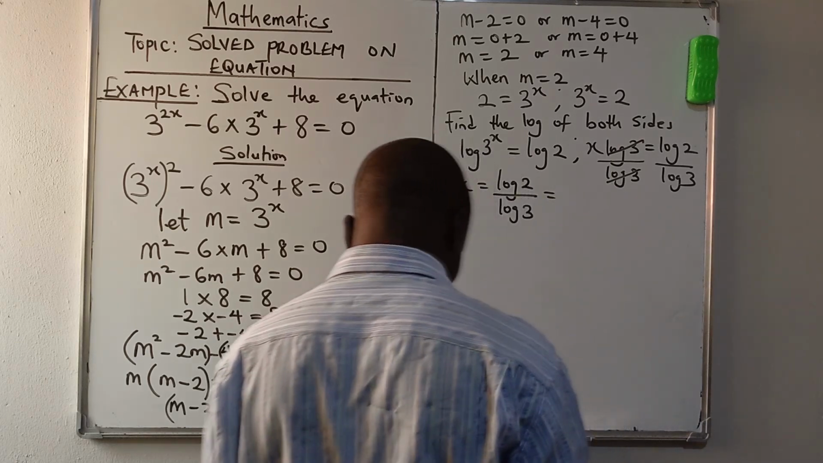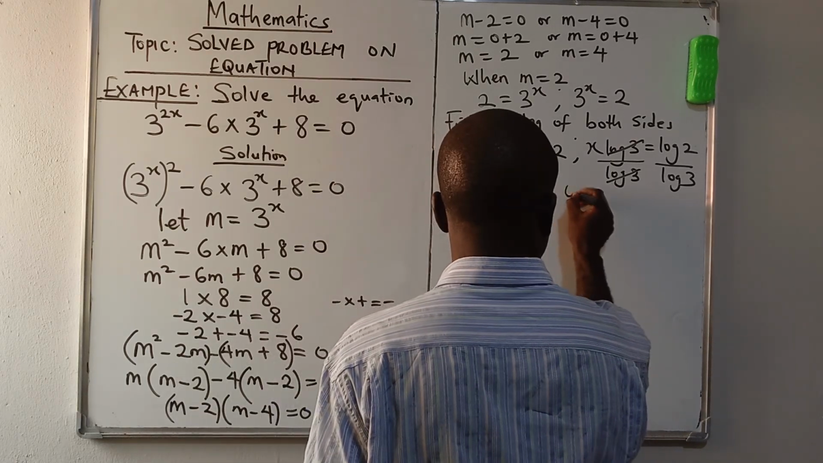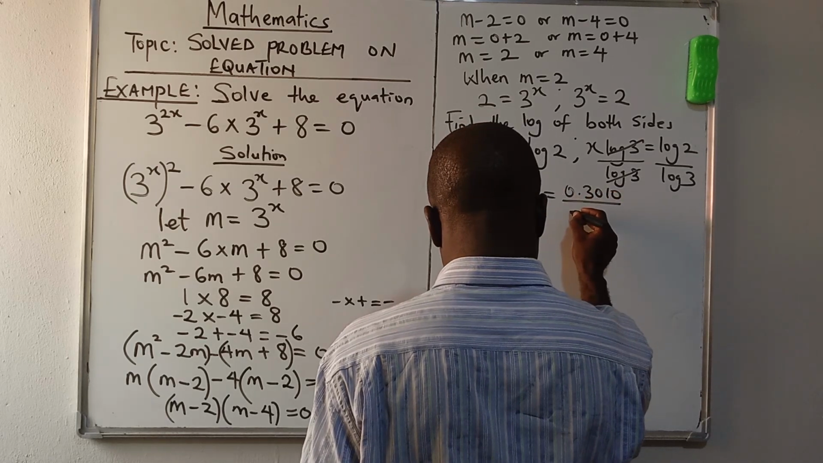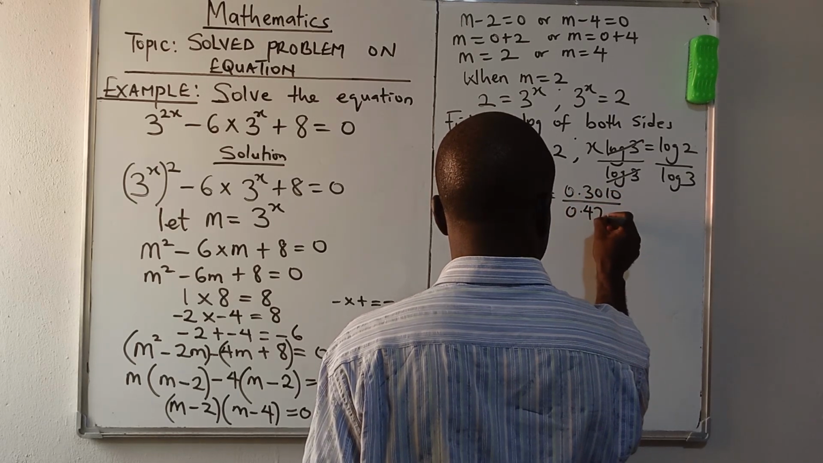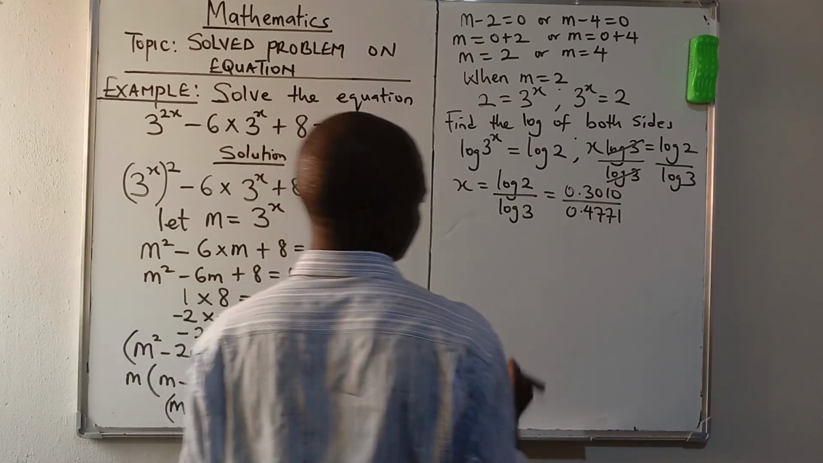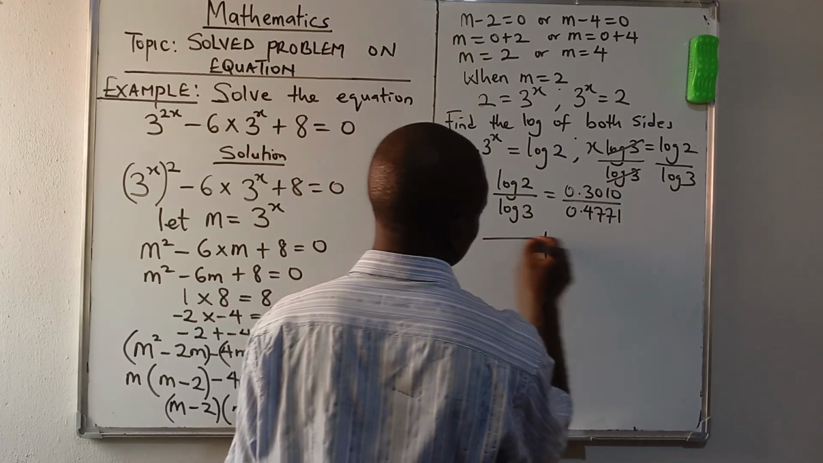What's log 2? Log 2 is 0.3010 divided by log 3, 0.4771. When you divide it directly, it will give you this answer, but I want us to follow the number log.